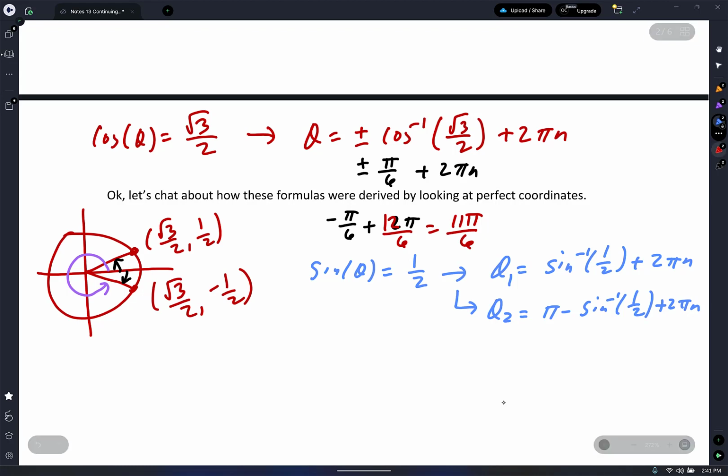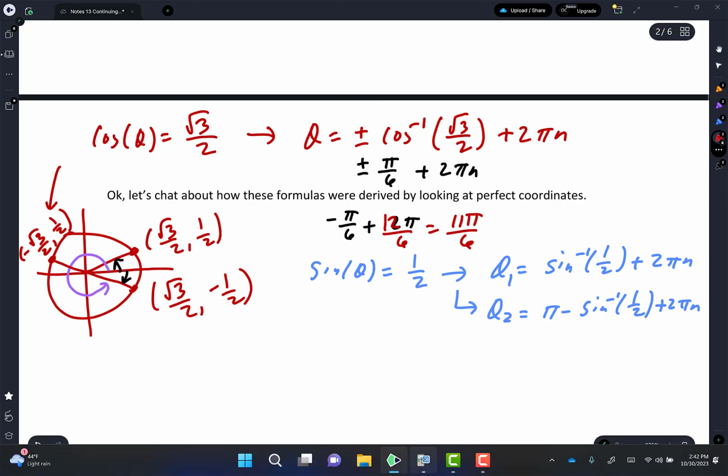but the other one is, you guys know that where is sine a half? In quadrant 1 and in quadrant 2, right here. That coordinate is negative square root of 3 over 2, comma 1 half. That's the answer I want. I want the y value to be half. But no matter how hard you try, the calculator will not give you 5 pi over 6. Chav, I have no idea what you're talking about.